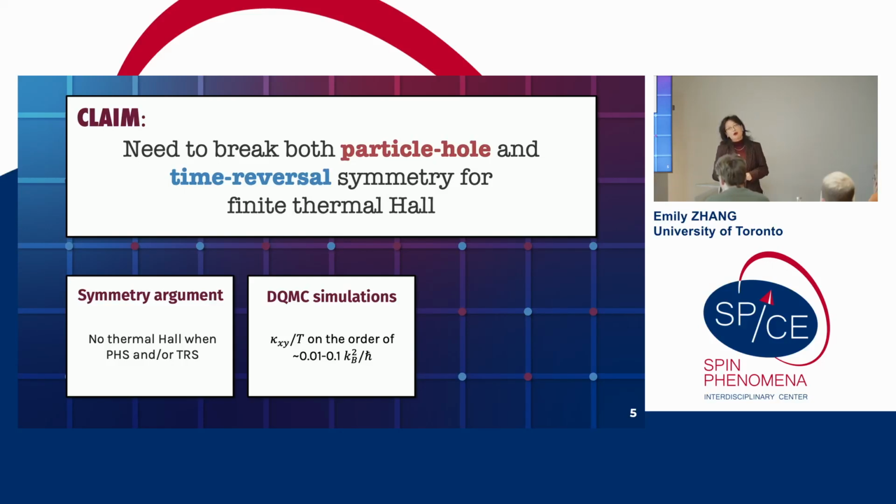So if you break particle-hole symmetry and you break time reversal symmetry, you can generically generate a finite thermal Hall, but it could be 10 to the minus 5, it could be 0.1. You really need to do numerical simulations to tell you how large this magnitude is. So we do this using extensive DQMC simulations, that's determinantal quantum Monte Carlo. And we see that for our lowest temperature, the thermal Hall conductivity is on the order of around 0.01 to 0.1 k_B squared over h bar.